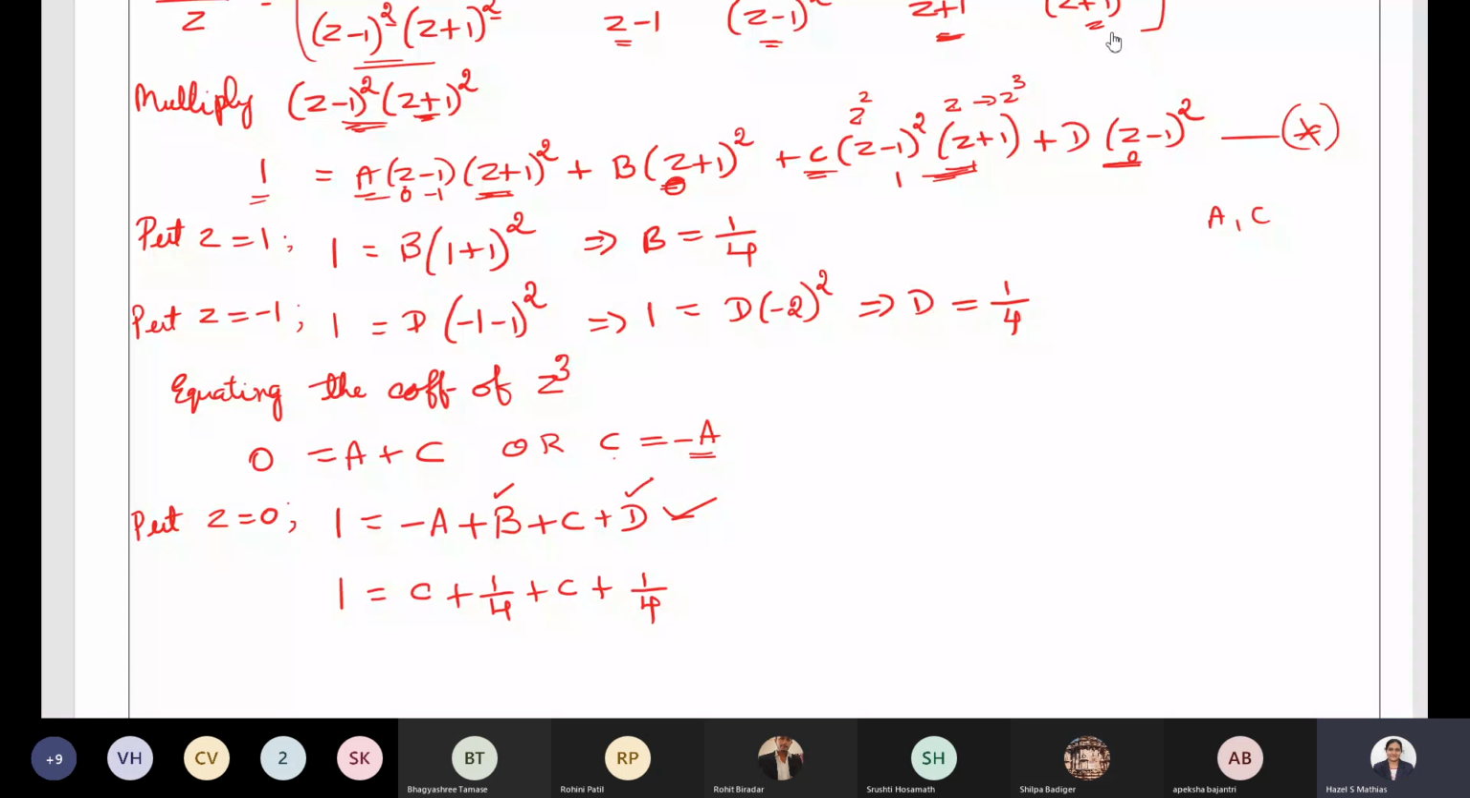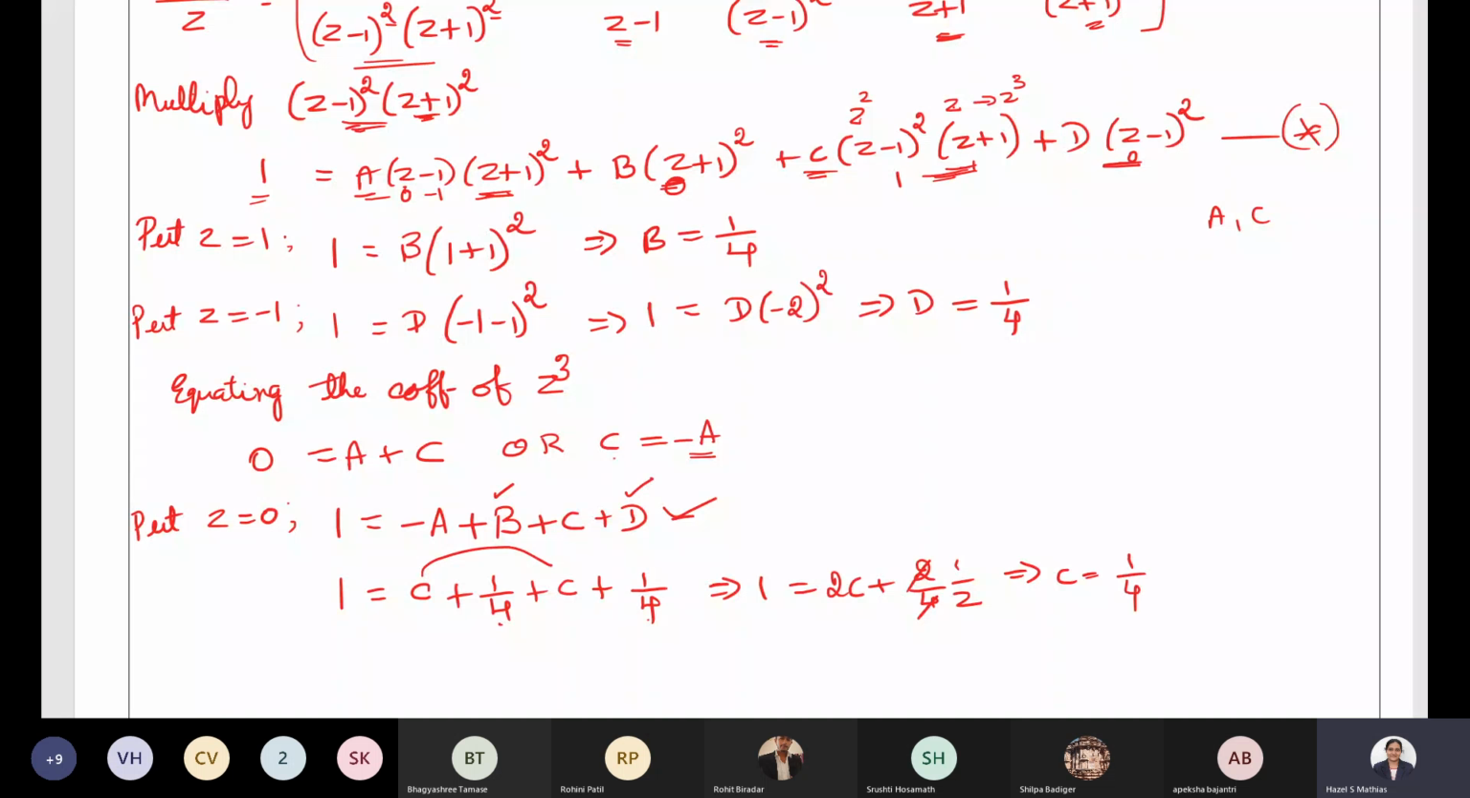One by 4. Anybody, any other answer? What is the value of c? Here, what do we get when we simplify this? 1 equal to c plus c. It will be 2c. 1 by 4 plus 1 by 4 will be 2 by 4. 2 by 4 is 1 by 2. So what do we get from this over here? 1 minus half will be half. So c will be 1 by 4. c will be 1 by 4.